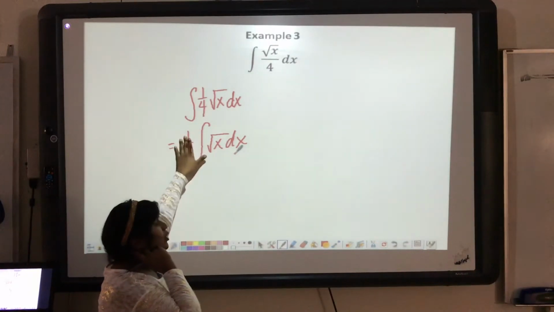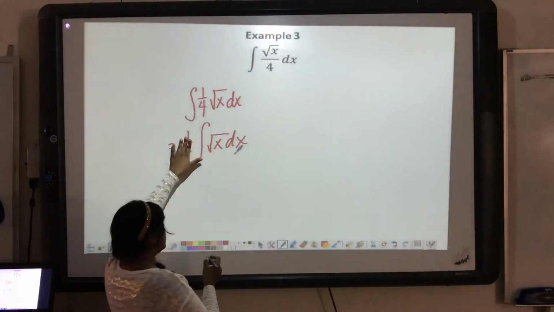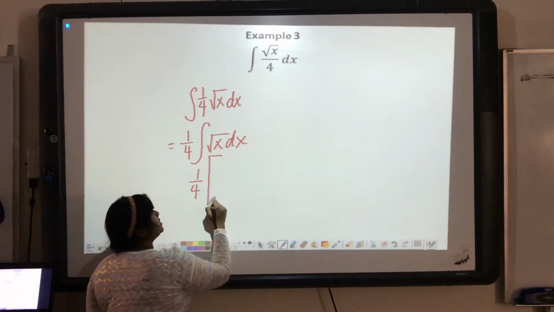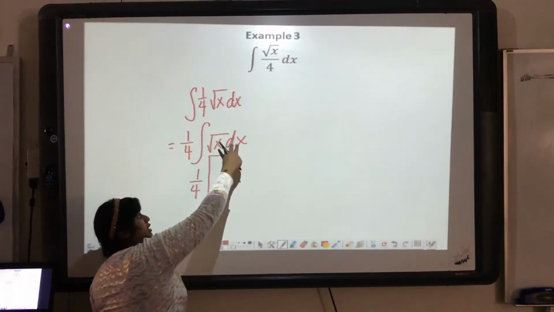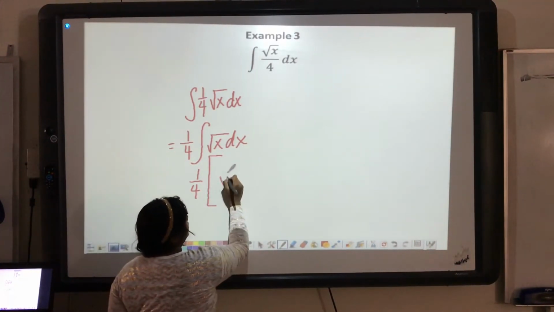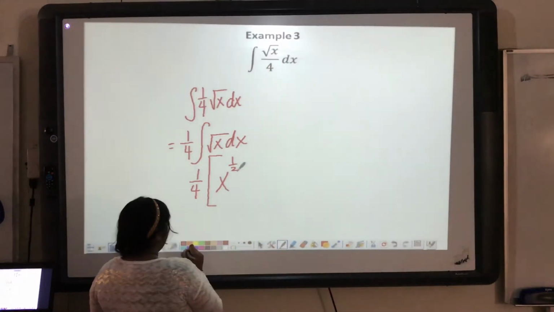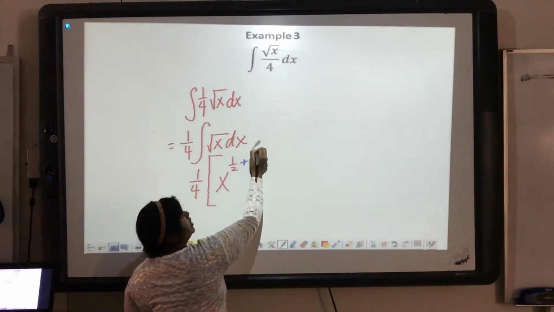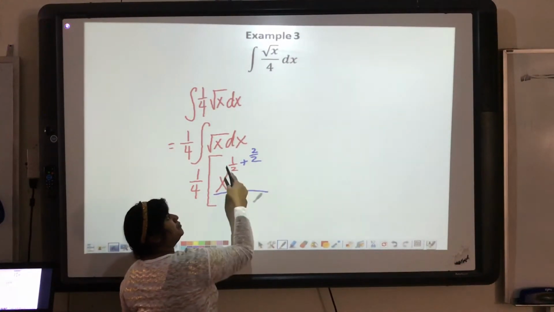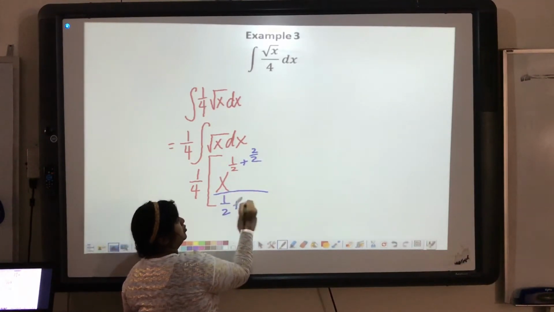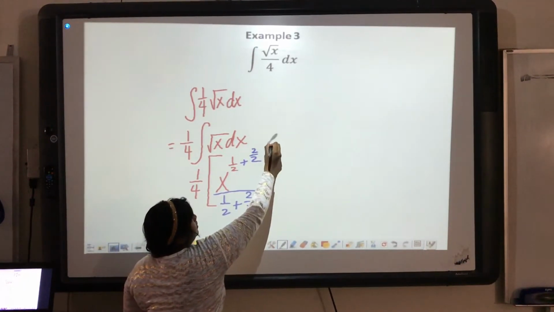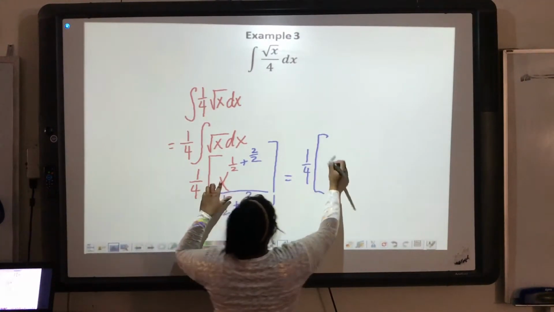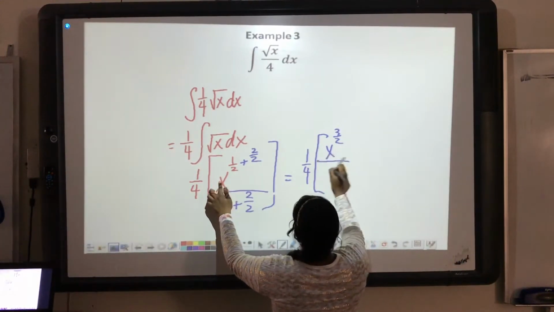So let's go ahead and do it with my 1/4 on the outside. If my 1/4 is on the outside, then I'm just going to leave it there. So I'm going to say 1/4 times the entire quantity of my integration. First of all, we rewrite that square root of x as x to the 1/2. Then I apply my power rule. First step, plus 1 to the exponent. So I have plus 2/2 all over my new exponent. So 1/2 plus 2/2. And then this simply becomes 1/4 times x to the 3/2 over 3/2.